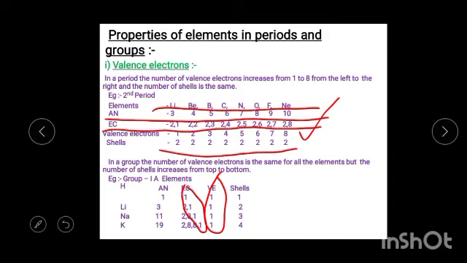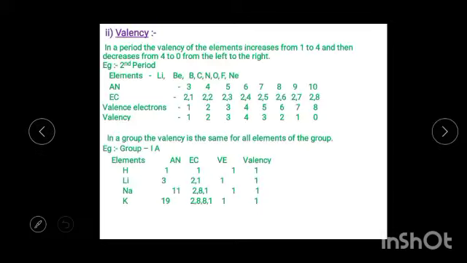The number of shells increases: it is K shell, then K L shell, then K L M shell, like that it increases, even though the number of valence electrons remains the same in a group. So in a period, the number of valence electrons increases, but in a group the number of valence electrons remains the same.